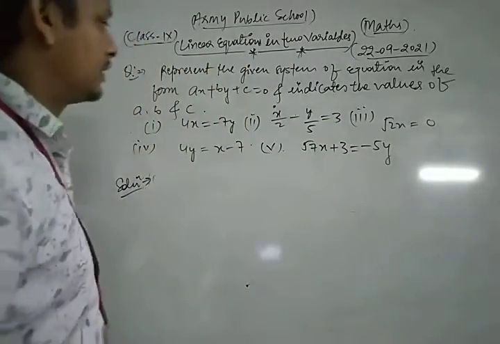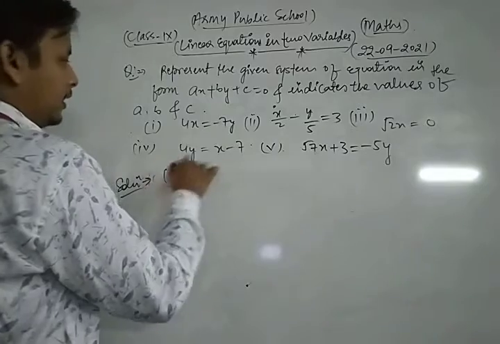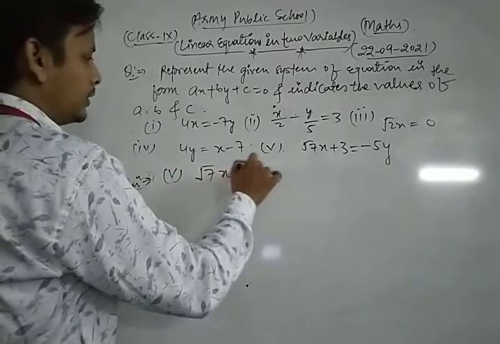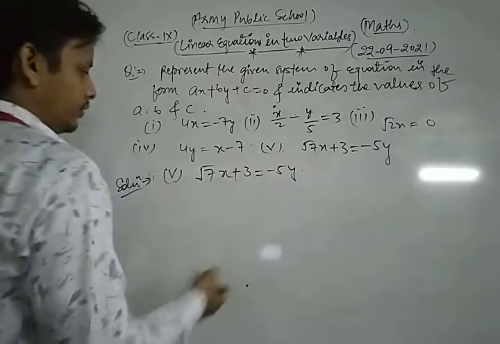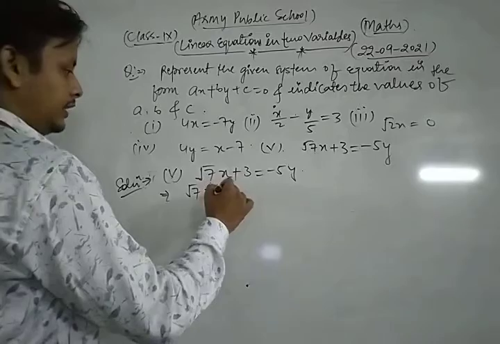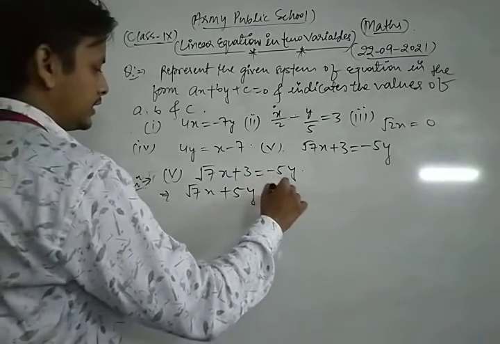And the last part is what? This is the fifth part. Root 7x plus 3 is equal to minus 5y. So first we can write it in this way: root 7x minus 5y, transfer that side. So plus 5y, and plus 3 write as it is.